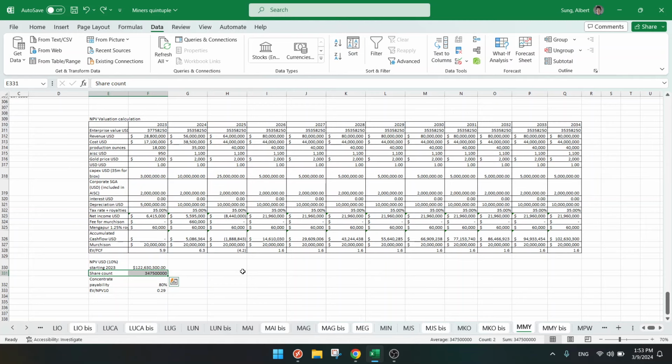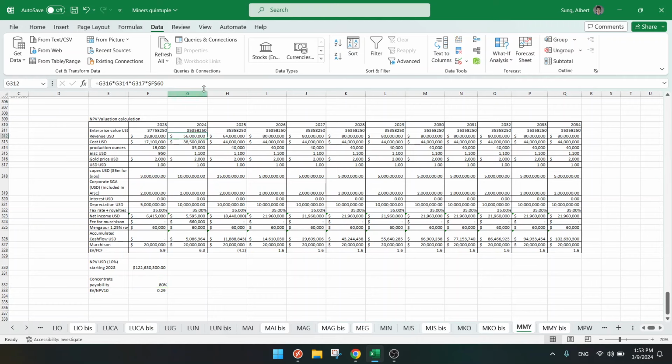I don't think so. No, it doesn't change anything. So concentrate payability. Where is this being used?